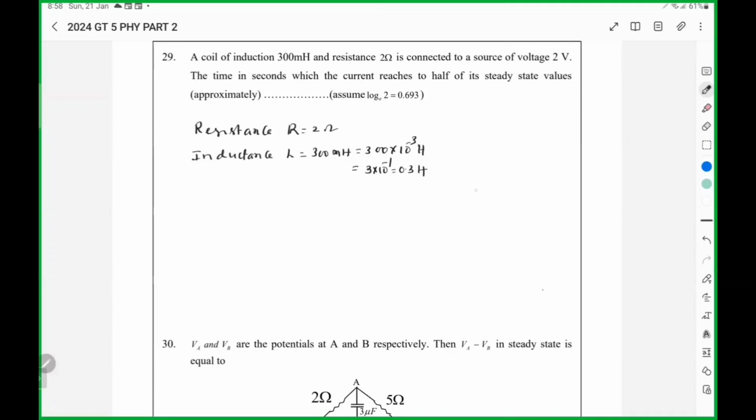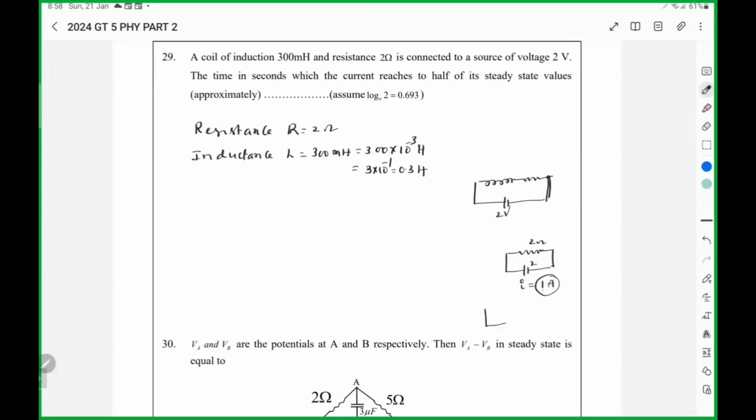And that inductor is connected to 2 volts. So the time in seconds at which the current reaches half of the steady state. Suppose inductor is not connected, then only resistance is there. So immediately it reaches maximum current. Here 2 volts, 2 ohms means I here is 1 ampere current immediately, within no time. So maximum current we can see in the circuit.